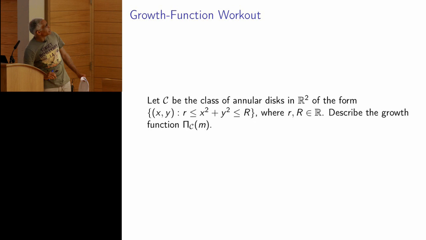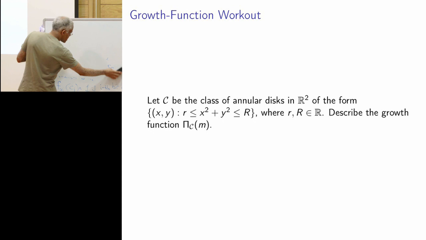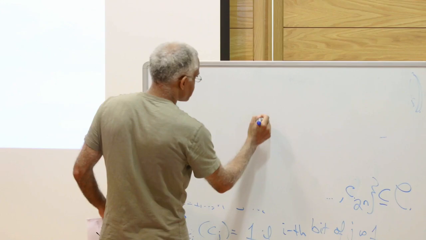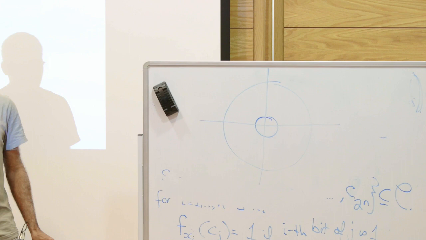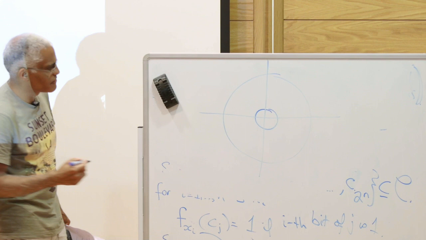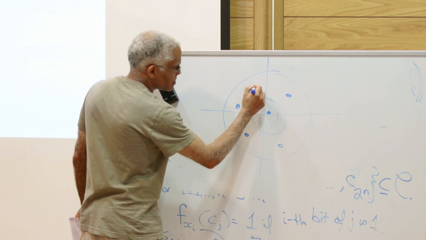Okay, so now for a kind of workout. Let C be the class of annular disks like this. What is the growth function? Can you work it out directly, without thinking about the VC dimension? So the concepts look like this. Here's R². And the question is, given the sample, how many labelings are there as a function of the number of points in the sample? Here's a sample, and with this concept that I've drawn here, here's the labeling.